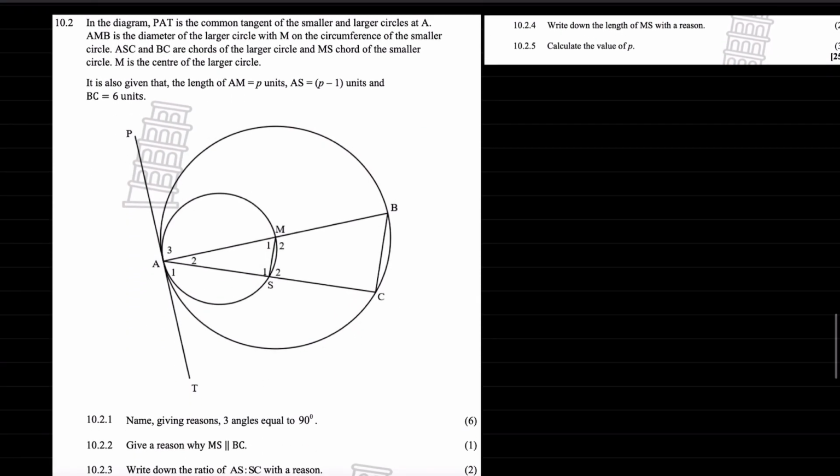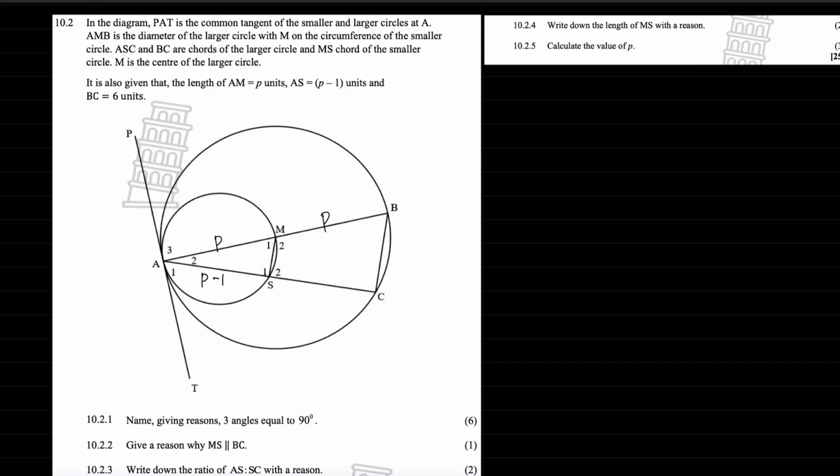The last question reads 10.2, in the diagram, PAT is a common tangent of the smaller and large circles at A. AB is the diameter of the large circle with M on the circumference of the small circle. M is the center of the large circle. So important just to remember that M is my center. Next, they tell me it is given that the length of AM is P. So AM is P, that means MB must be P as well, because it's a radius. Then AS is P minus 1, so that's P minus 1. But we can't say that SC is P minus 1, because it's not a radius. Okay?